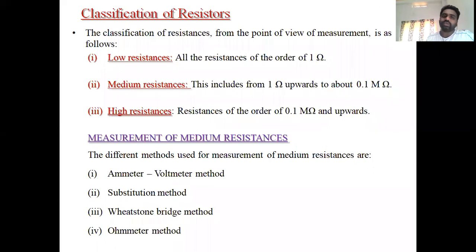Okay, so if we see the classification of resistances, we said we have to measure the resistance. In the introduction slide itself, we have spoken that we will measure the resistance in three categories.